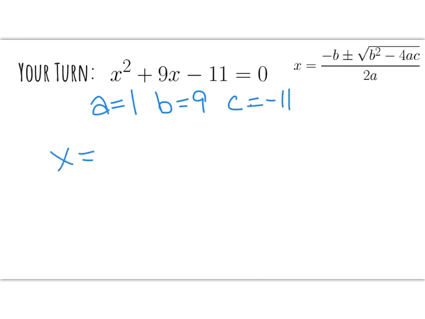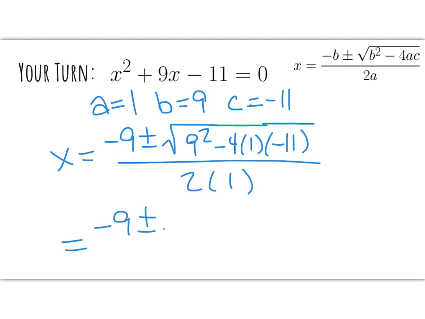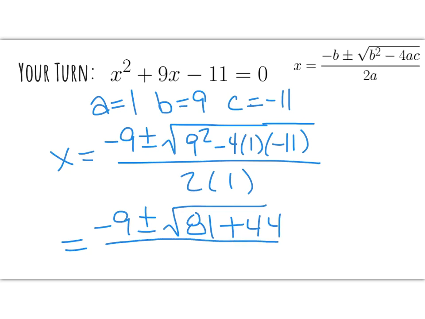So we have x equals negative b, so negative 9, plus or minus the square root of 9 squared minus 4 times 1 times negative 11. And the whole thing is over 2 times 1. Let me clean this up a bit. We're saying that x is equal to negative 9 plus or minus the square root of 81 plus, negative times a negative is a positive, so that's why we're safe with a plus sign, 4 times 1 times 11 is 44. And the denominator becomes 2.